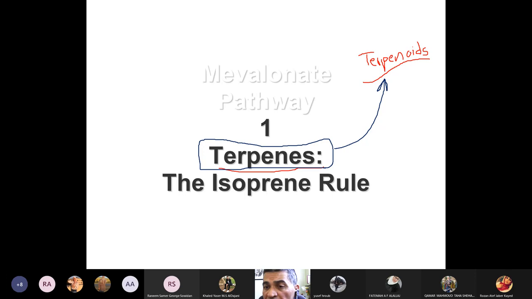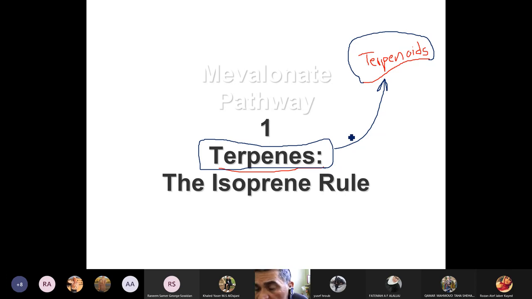Let us start with the first part, the terpenes. All of them, even the steroids, are classified as terpenes. In some references, we call them terpenoids. Strictly, terpenoids means terpenes which contain oxygen. But practically, the two words are used interchangeably. So in some cases you will find the title terpenes, in some cases terpenoids, and in some cases terpenes and terpenoids. So let us go by this way, that both of them are the same.